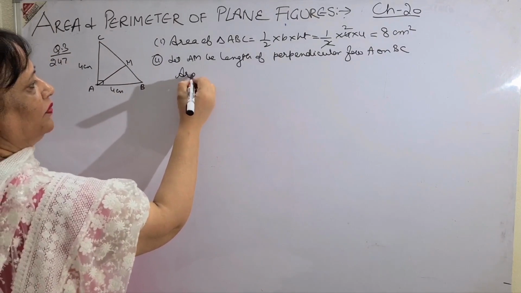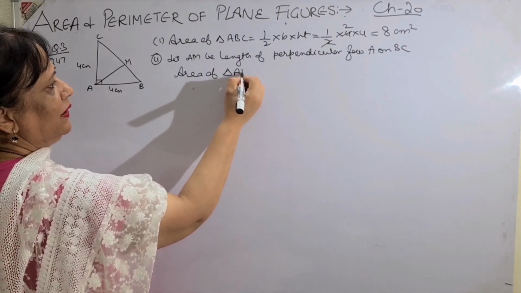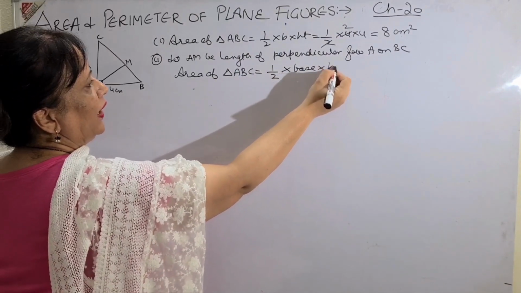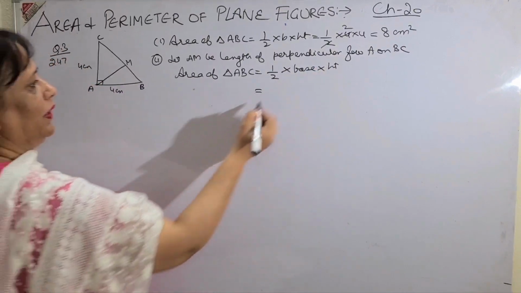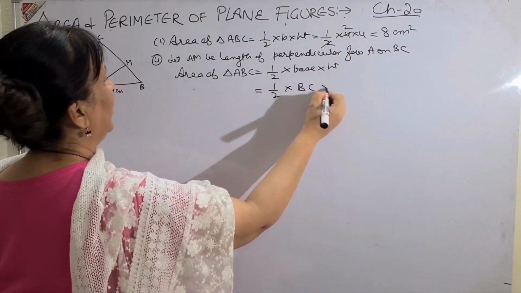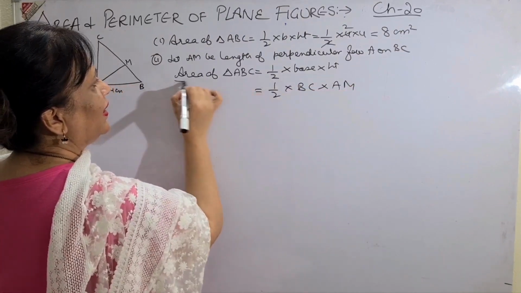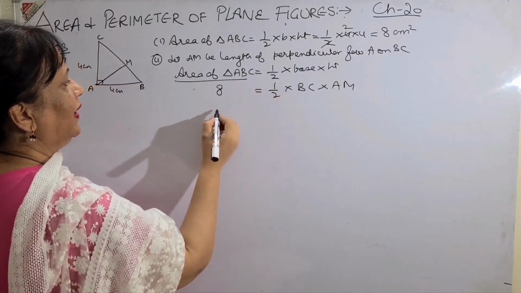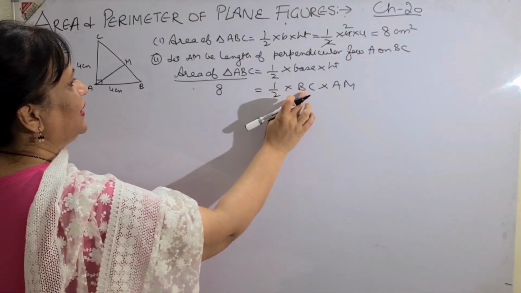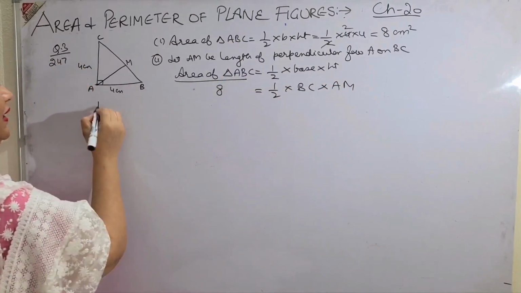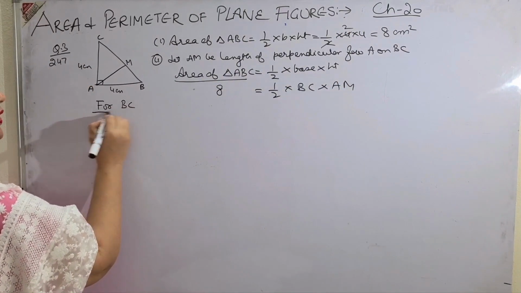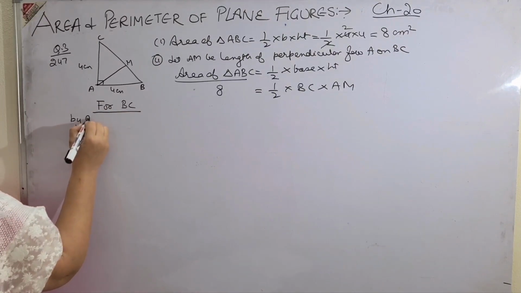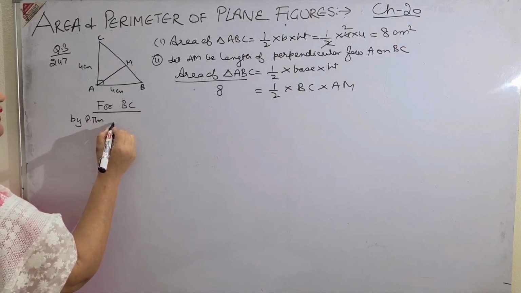Okay. Area of same triangle ABC will be equal to half into base into height. But this time my base will be BC and my height will be AM. But the triangle remains the same, and this area I have already found, 8. So to find AM, I need BC, because I don't know BC. For BC it is very simple. It is Pythagoras theorem, it is a right angle triangle. So by Pythagoras theorem I will find BC.